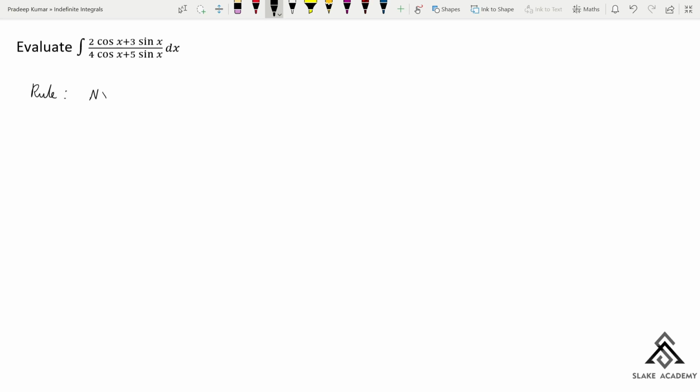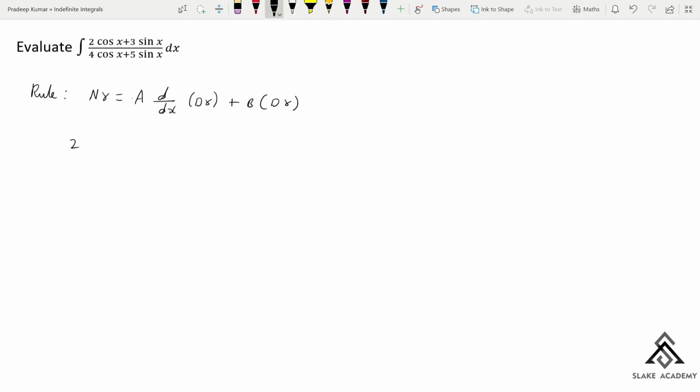That is, numerator is equal to a into d by dx of denominator plus b into denominator. So wherever the numerator is there we need to substitute this numerator, and wherever the denominator is there we'll substitute the denominator. So let's do this.